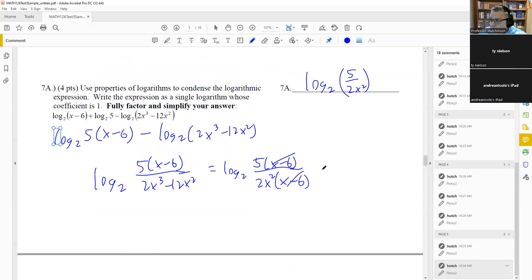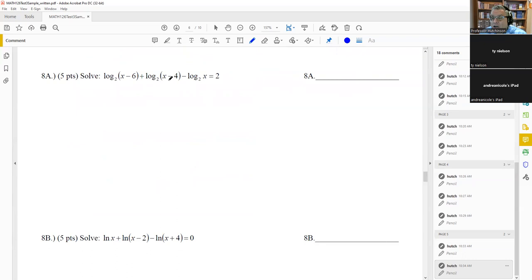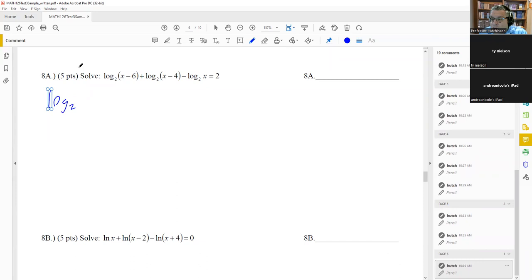Number 8, you're solving for x. So it's going to be one that has three logs in it, something like this. Okay. So in order to solve for something like this, we need to get all of it to be one log on the left-hand side. So we're going to put these logs back together. We have log 2 of x minus 6, x minus 4. We still have this one here.